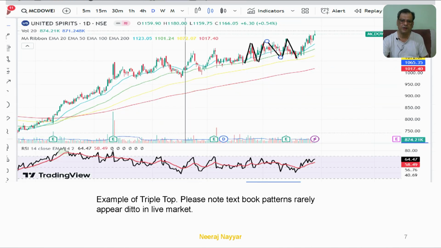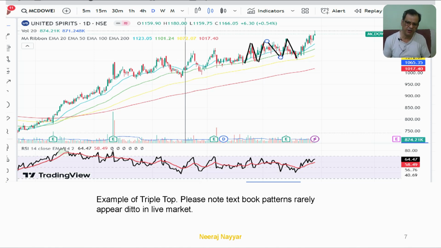Similarly, triple top. So three times the bulls try to take the price up, but the bears bring it down. Now, if you note here, price really did not break below the neckline and continue downward. Instead, it went upward. So there is no holy grail in price action trading or in chart patterns.